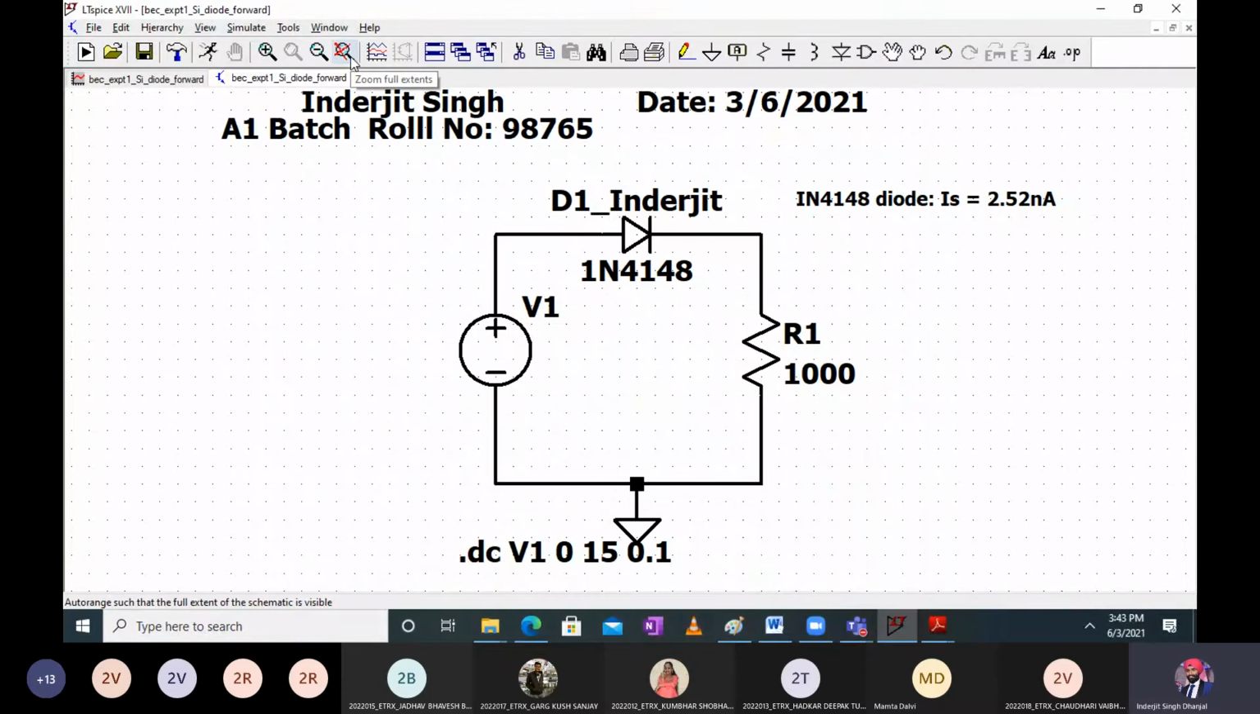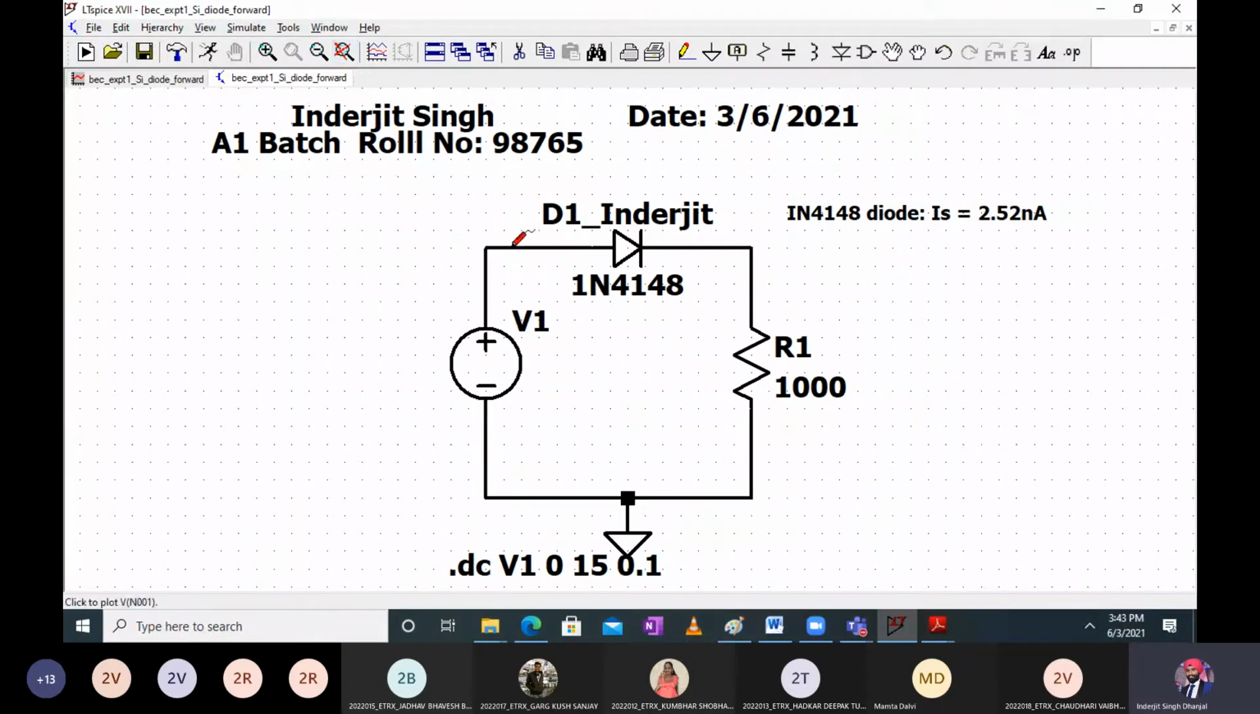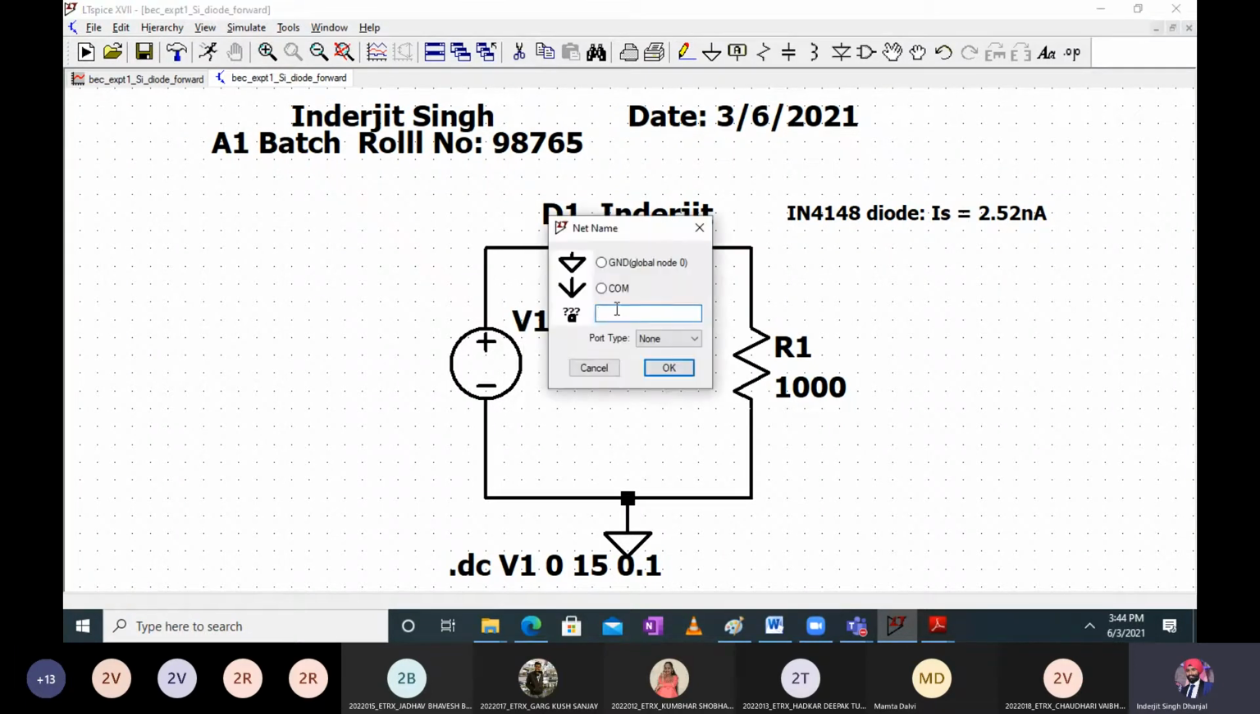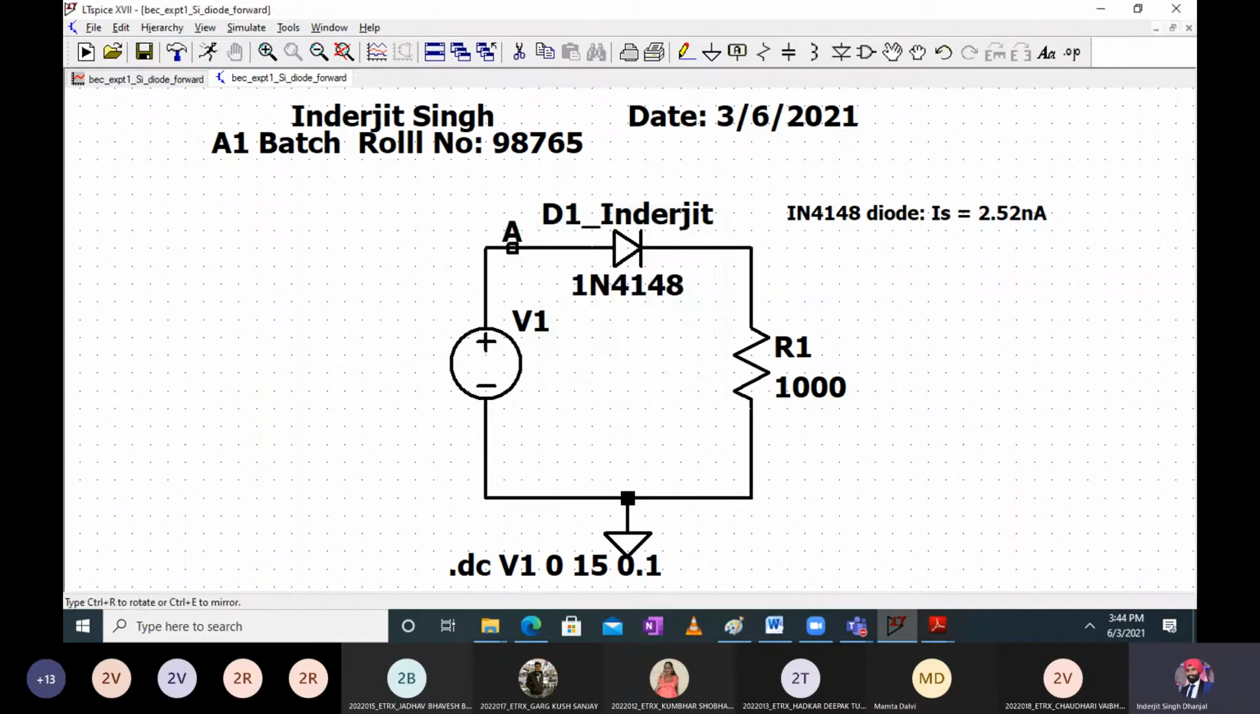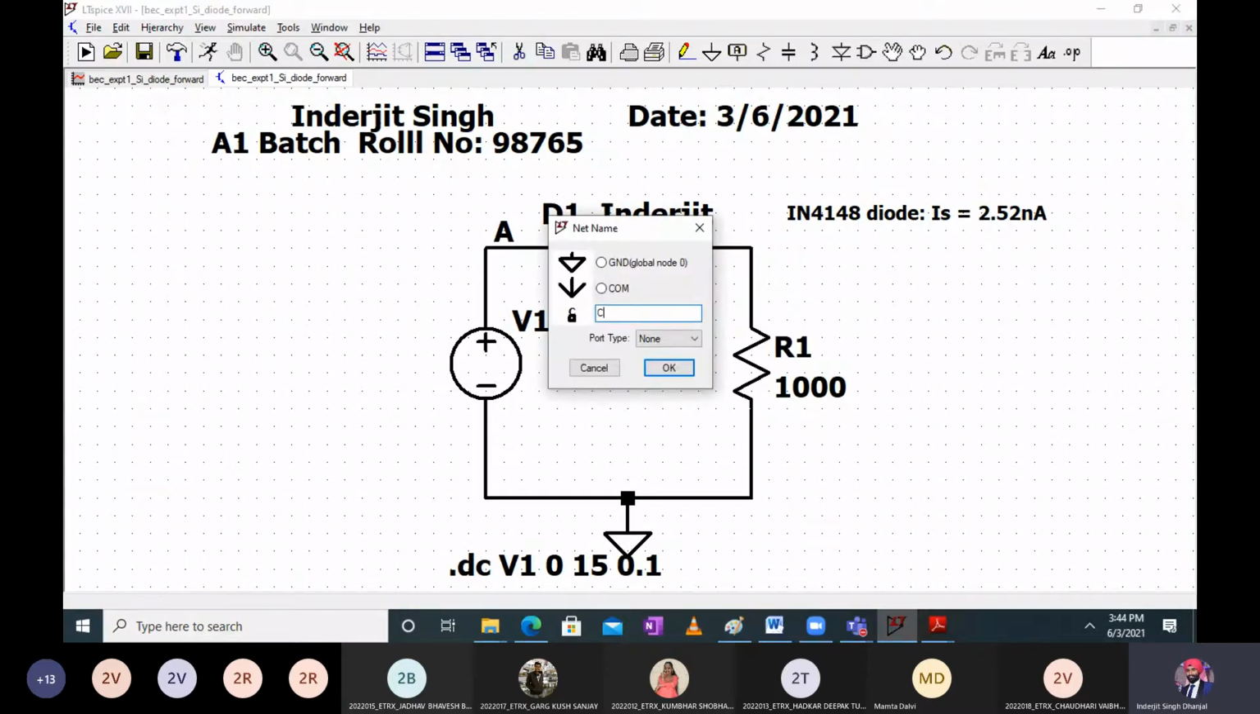Okay, let us proceed now. Next, I will label the anode and the cathode terminals of the diode. This is my anode, and this is the cathode. I hope everyone knows the symbol meaning: this line indicates it is blocking the current in the reverse direction. I'll go to this line, right click on it and click on add label. A stands for anode. Similarly, right click over here and add the label C, which stands for cathode.